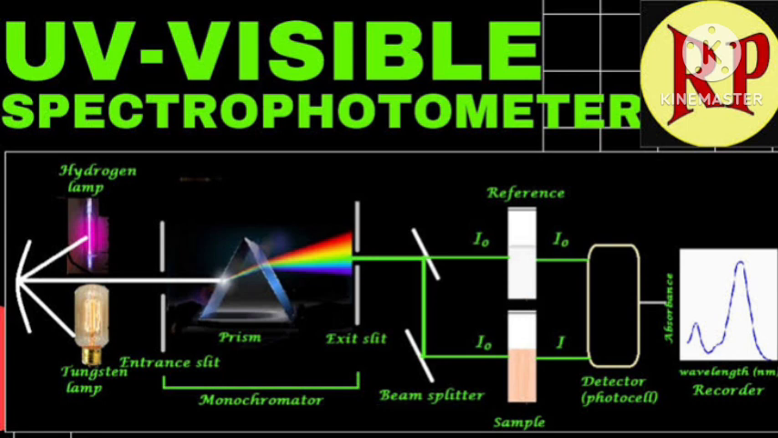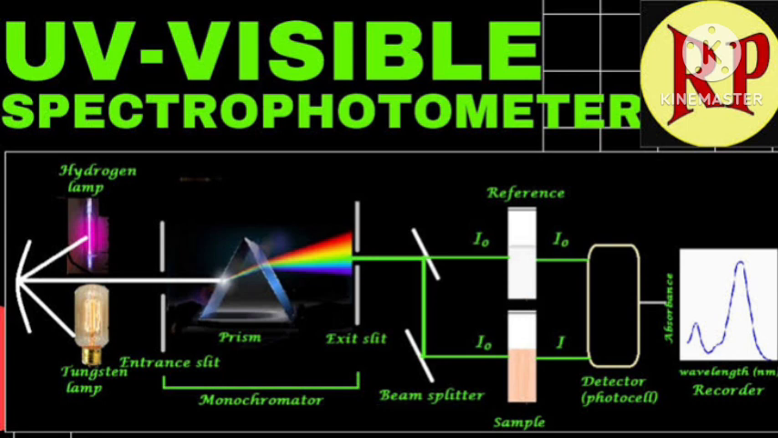The detector is used to collect the light and observe the differences, convert them into electrical signals and send them to the recorder. And finally, the recorder will convert the electrical signal into a graph.